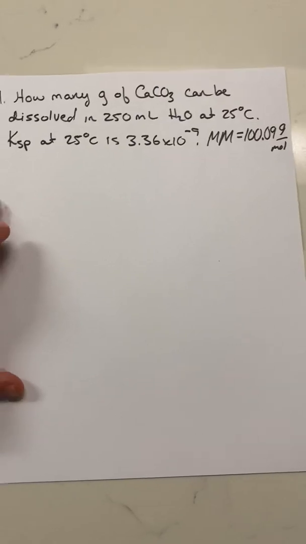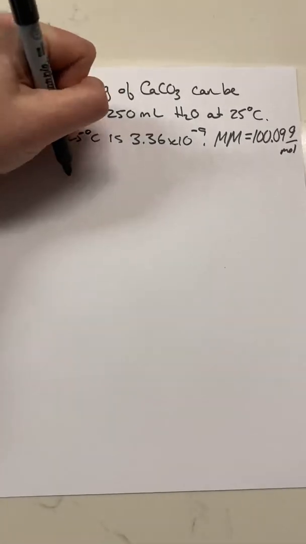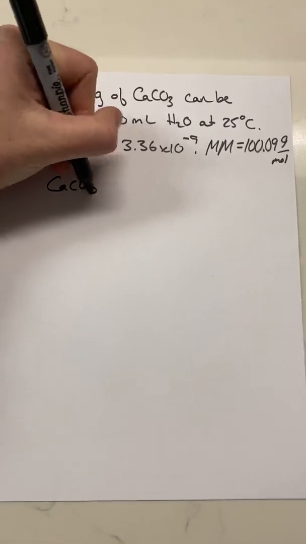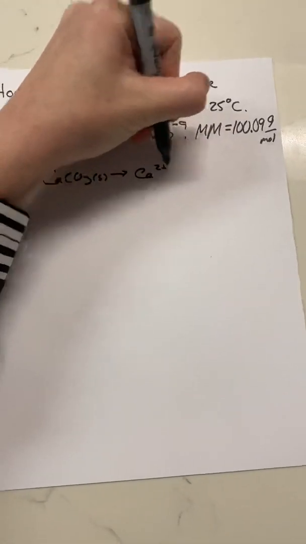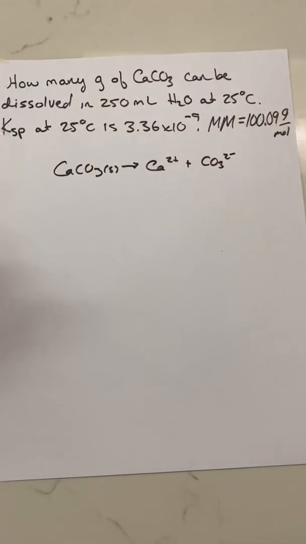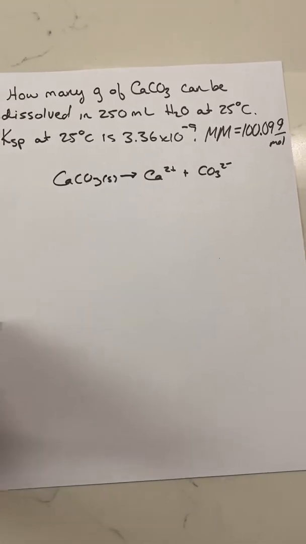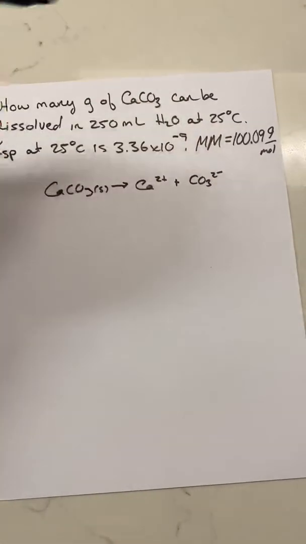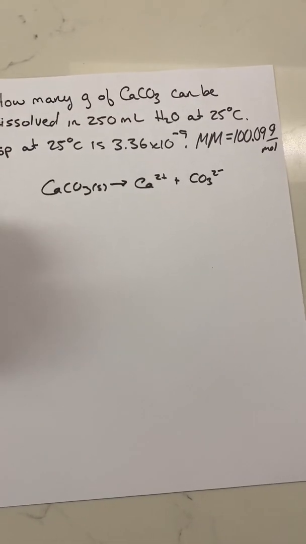So to go about solving this, first it helps to figure out what it's asking for. Calcium carbonate is a solid that would break down into calcium and carbonate ions. Now we know that it's not a very soluble solid because it has a Ksp down to 10 to the negative 9, which means some of it will dissolve but not very much.